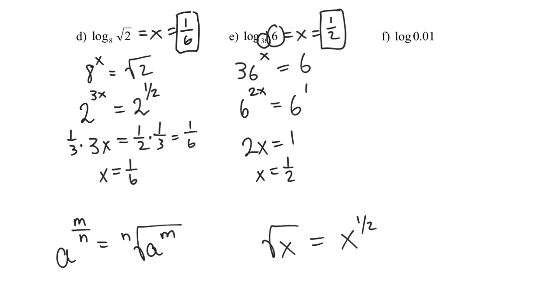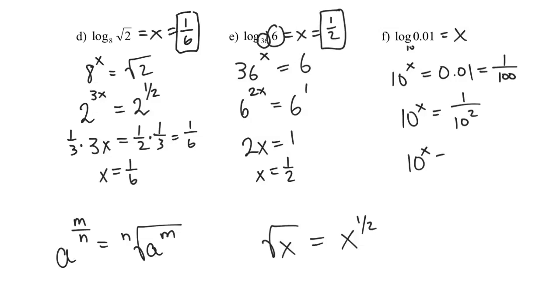in order to get 6. Now, letter F does not have a number to indicate the base, and so remember from the previous notes that means that this is base 10, and so this is going to say 10 to the x is equal to 0.01, which is really just another way of saying 1 over 100, which is really just another way of saying 1 over 10 squared, which is really just another way of saying 10 to the -2 power, so that I can move that up to the numerator and actually have like bases.